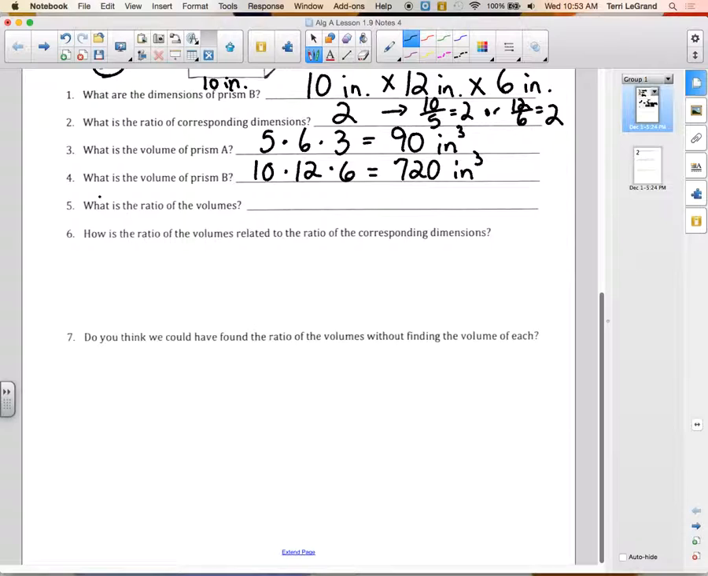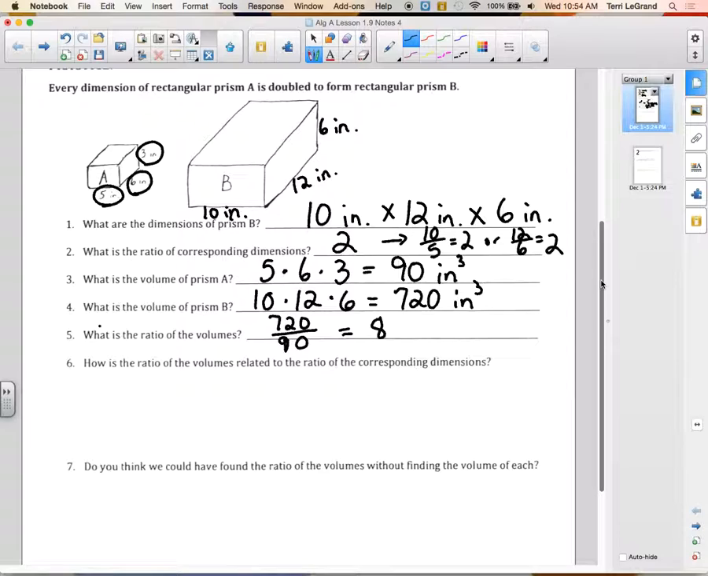Okay, let's see. Remember what we can do to find out? Ratio of volumes. We would compare the new volume to the old volume. 720 over 90. You can divide that out. And what is it? 8. And so it looks like Cody might be right. 2 times 2 times 2, it actually got 8 times bigger by doubling the dimensions. So that means 8 of the prism A would fit inside prism B. We could take that smaller prism A, before its dimensions were doubled, and put 8 of them inside prism B.